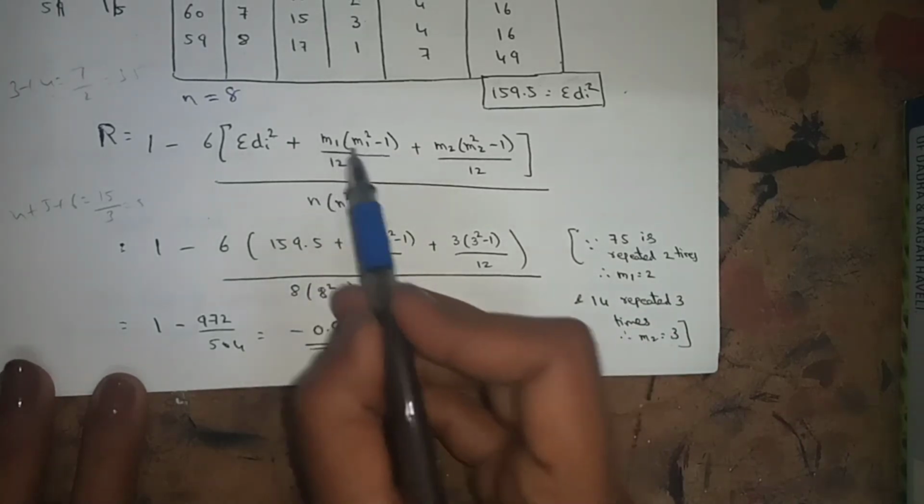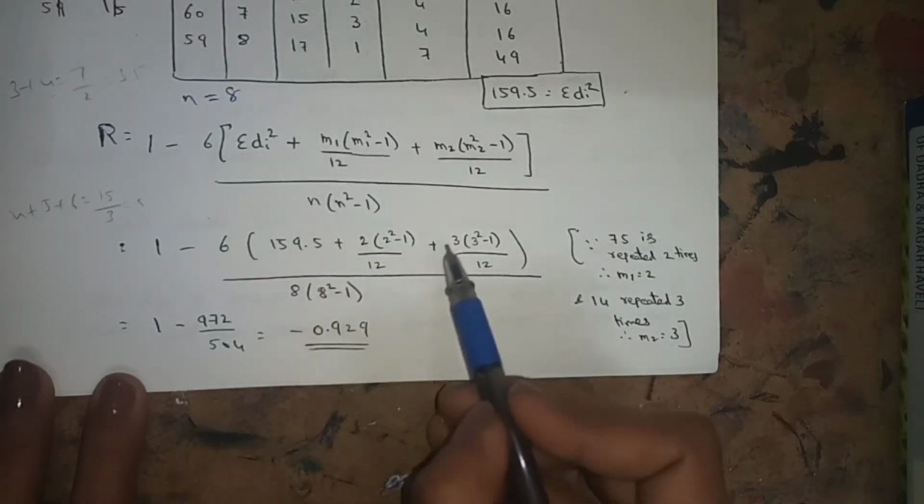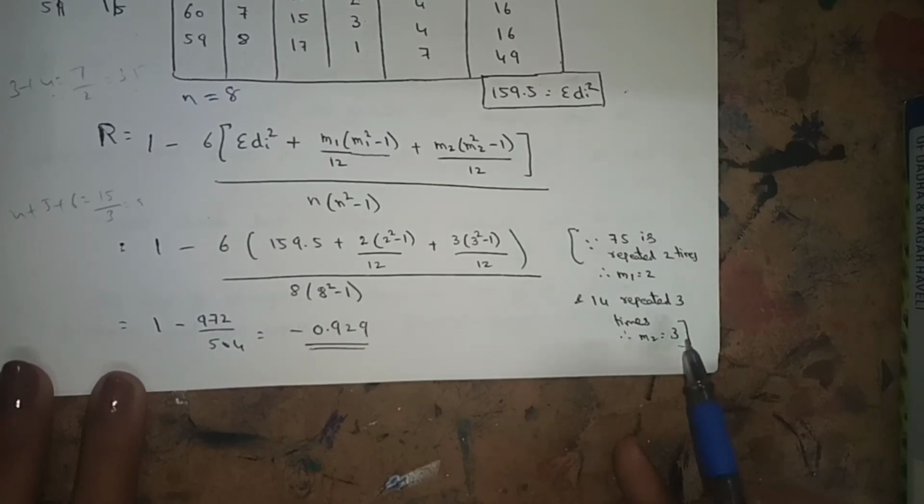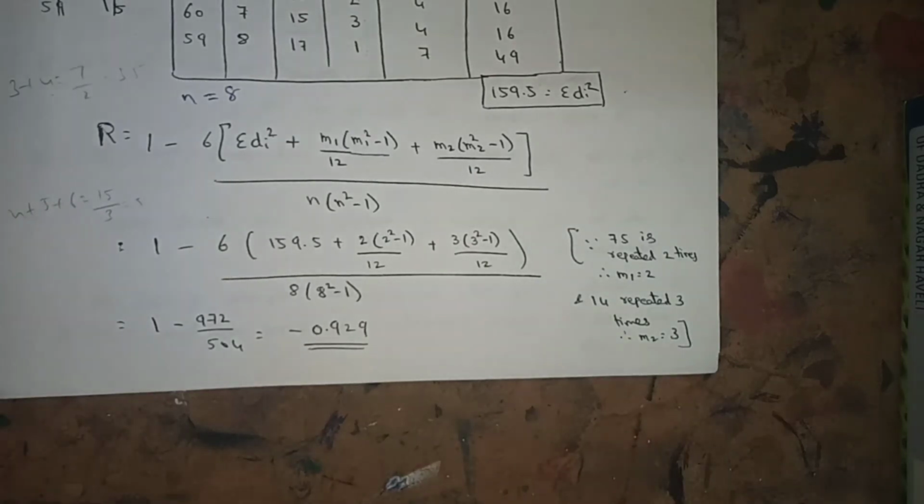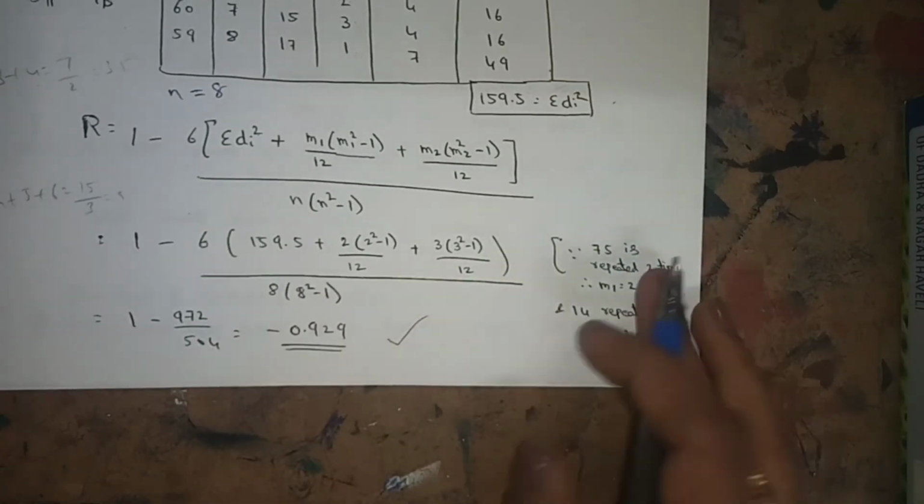Now M1: 2 into 2 square minus 1 by 12. M2 is 3 because it is repeated thrice. Now 3 into 3 square minus 1 by 12, divided by n into n square minus 1. Simplify as simply as possible using the calculator. You will get minus 0.929. This is the answer. Like this you have to do.